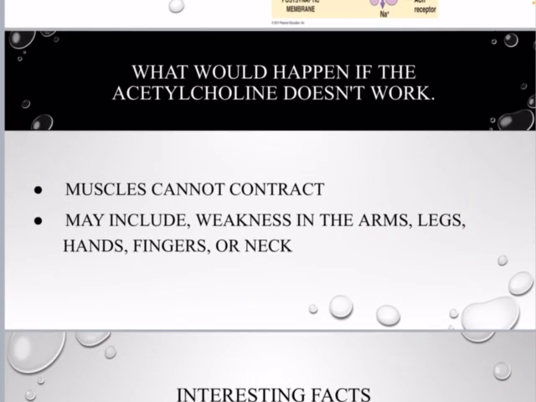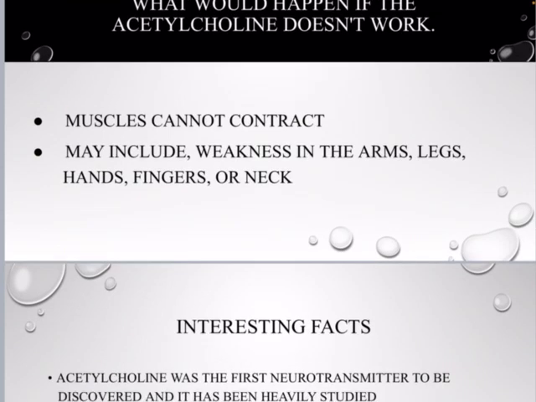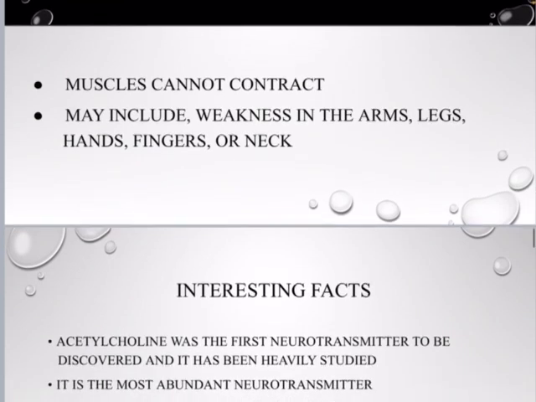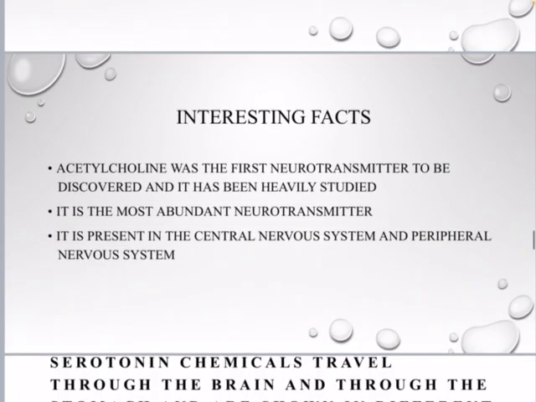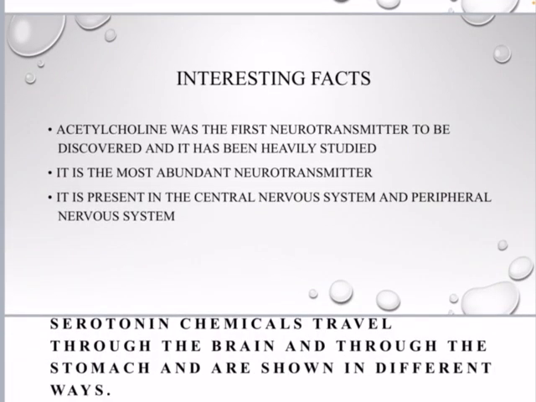What would happen if the muscles cannot contract? They may include weakness in the arms, legs, hands, fingers, or neck. Interesting facts. It was the first neurotransmitter to be discovered, and it has been heavily studied. It is the most abundant neurotransmitter, and it is present in the central nervous system and peripheral nervous system.